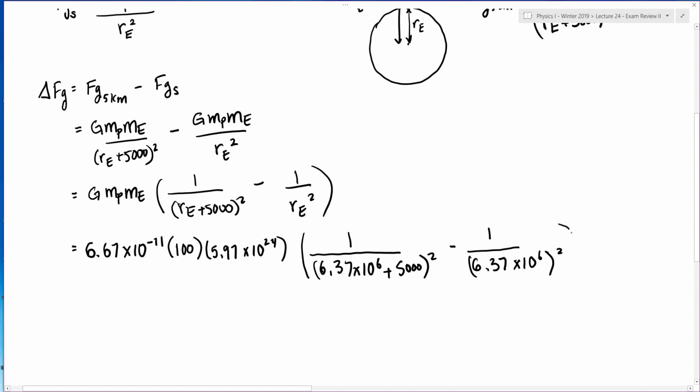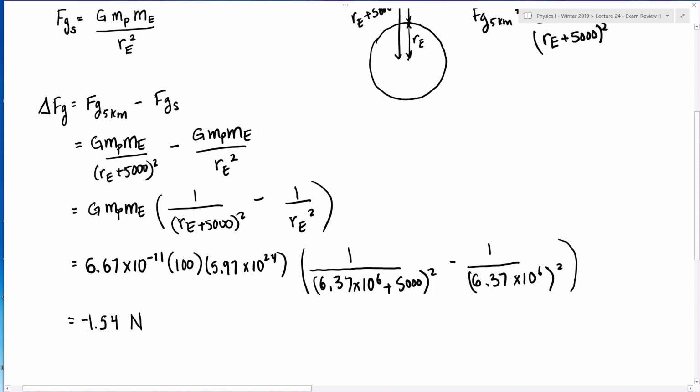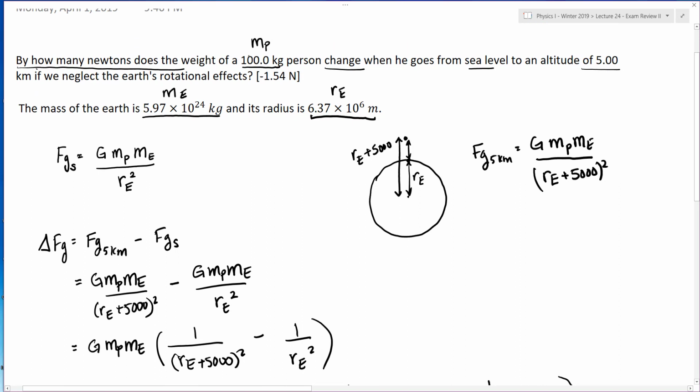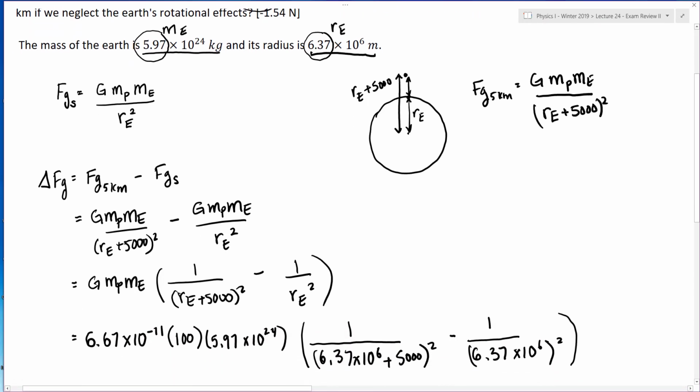So when I punch this into my calculator, I get negative 1.538, which gets rounded to 1.54. This is a force, so it's in newtons. If I go back to my original question and look at significant figures, I can see I have 3 significant figures in the 100 kilograms, and the constants, 5.97 and 6.37, also have 3 significant figures. So the fewest number of significant figures that was given to me is 3, so my answer should also have 3.